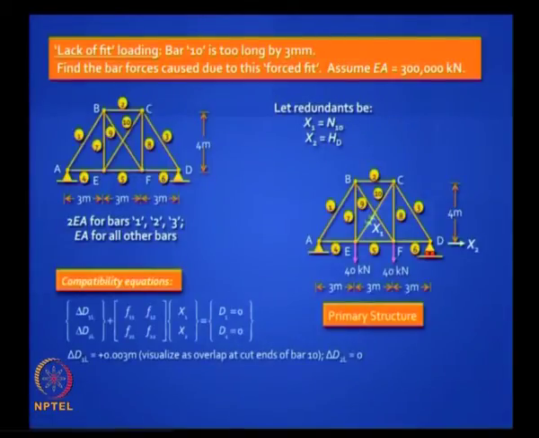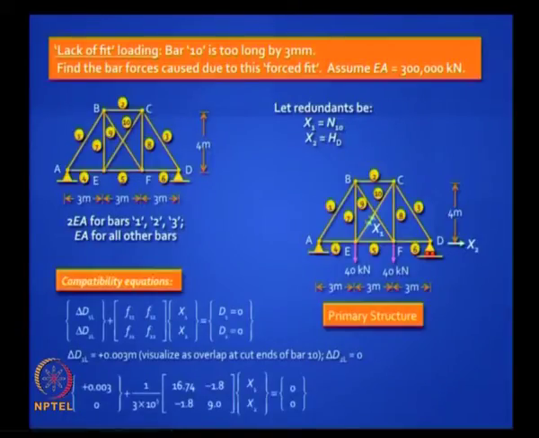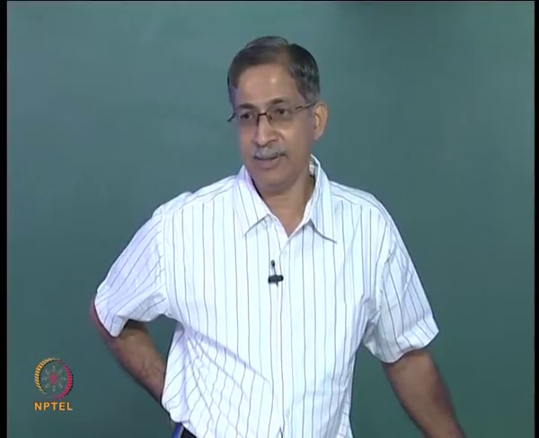You've already got the flexibility matrix in the previous examples, so you just have to plug in these values. So why are we not taking D1 as 3 mm? Okay, this is a good question. What is D1? D1 is the final displacement in the original real structure, not the primary structure.